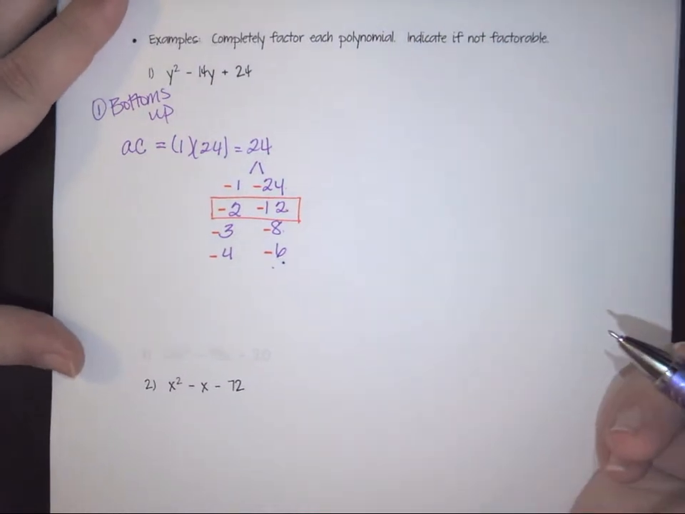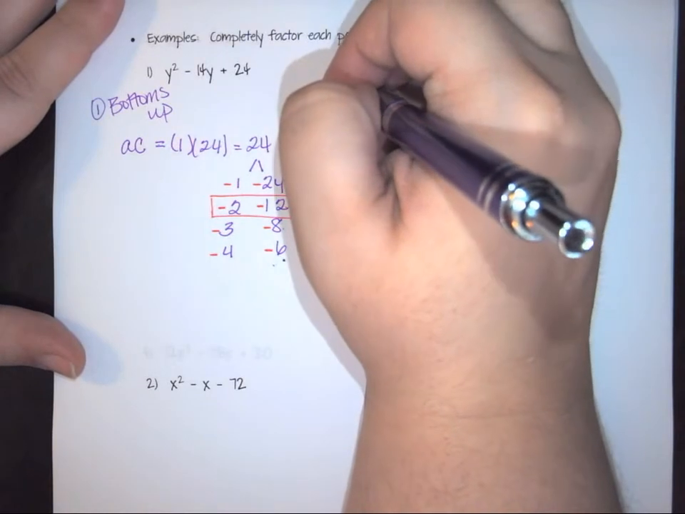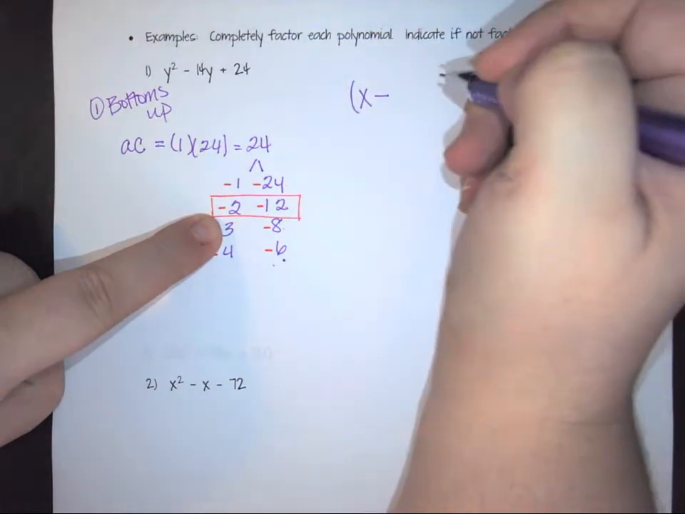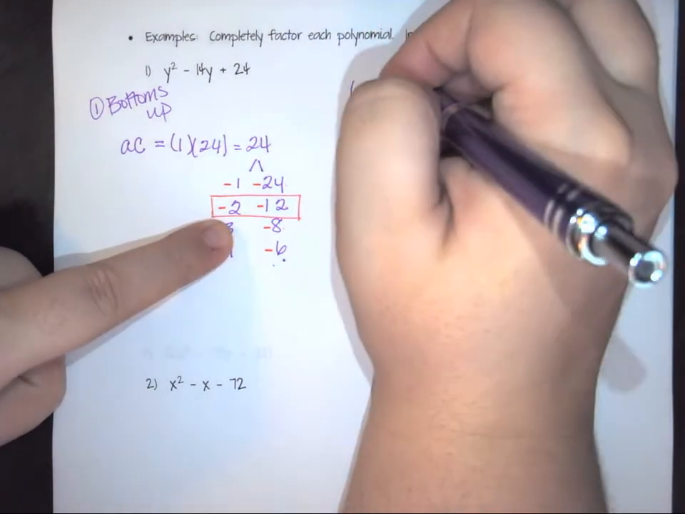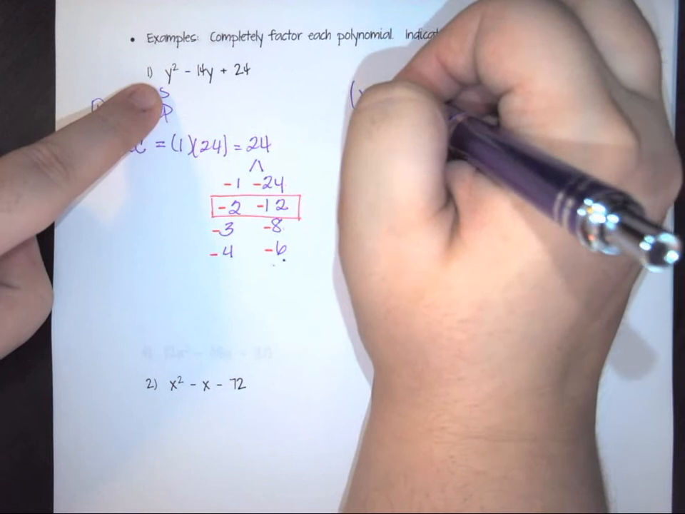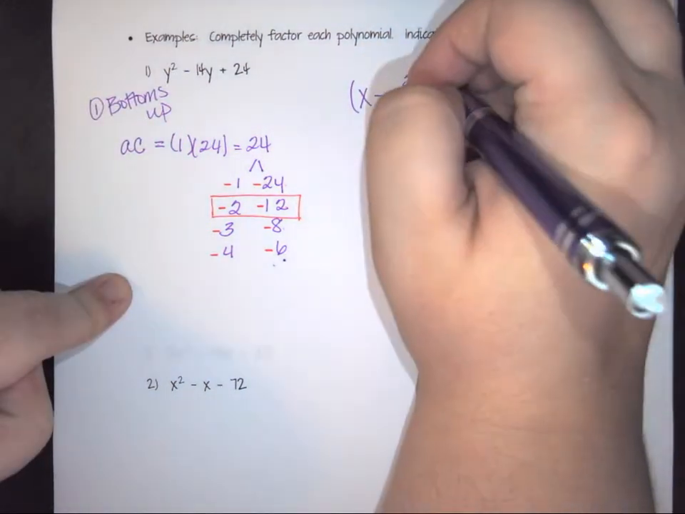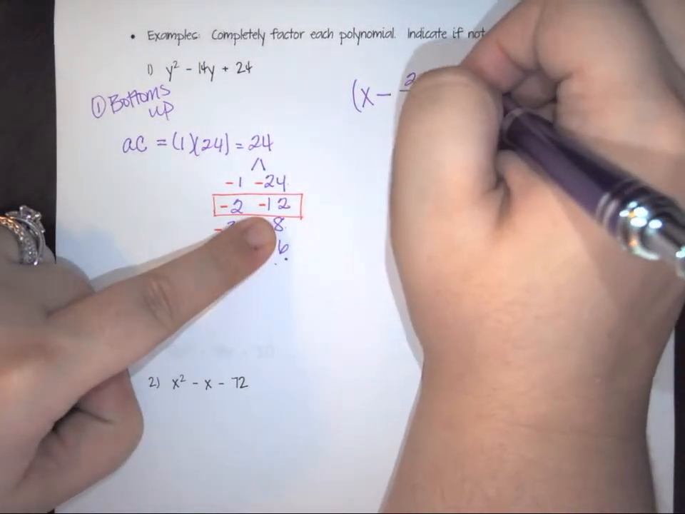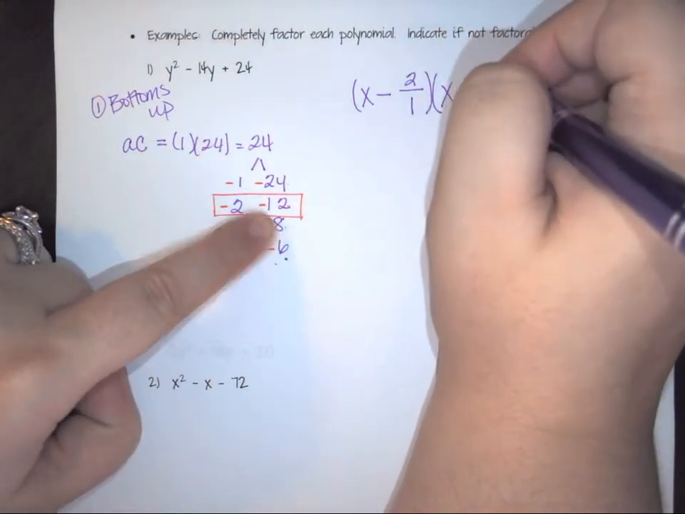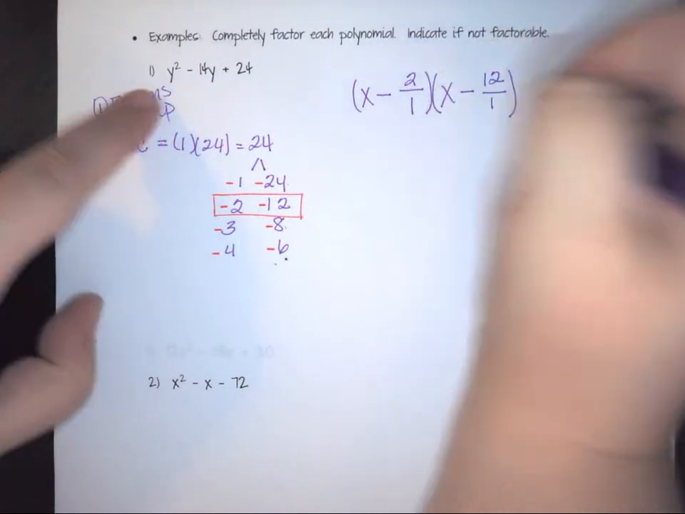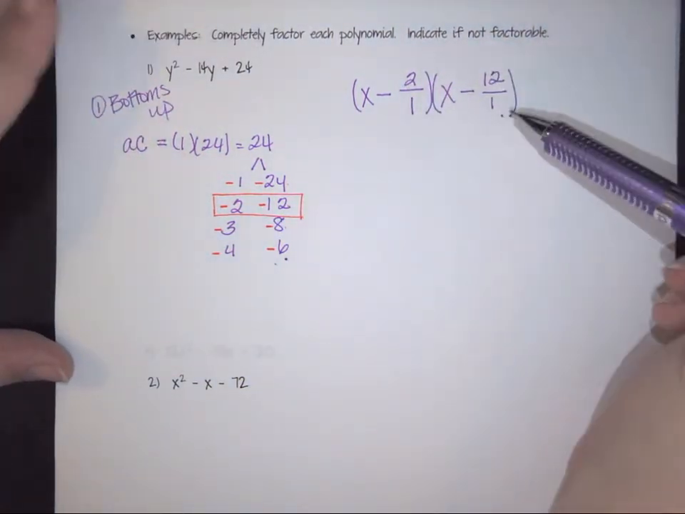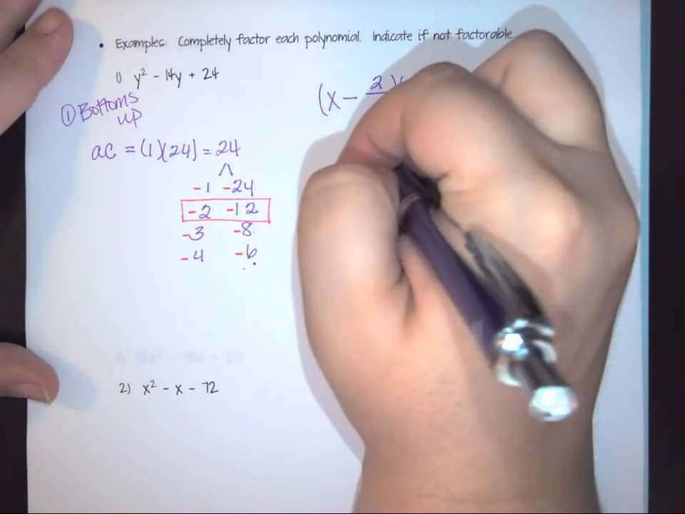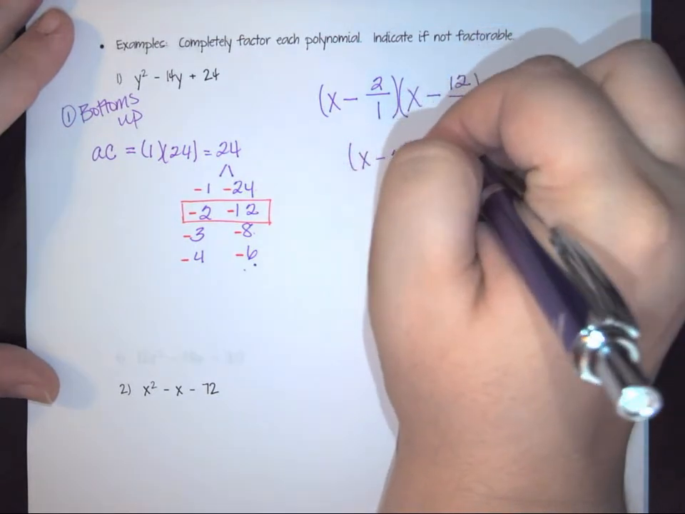I then have to set up my factors, which say I'm going to set up x. Because my factor sign is negative, I'm using minus, and then it's going to be your factor, so 2 over my a term, which was 1, and then do it again. I'm going to have x. Here I'm negative. My factor is 12. My a term was 1. I have to reduce these fractions, so they're going to reduce down. So here I've got x minus 2, and I have x minus 12.